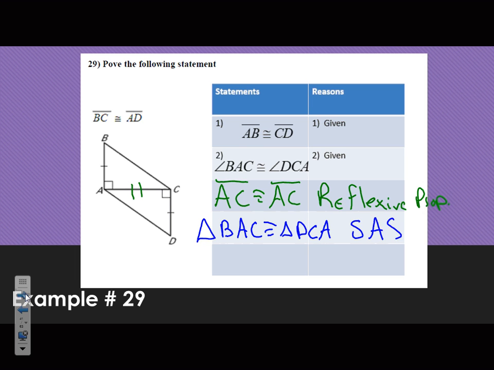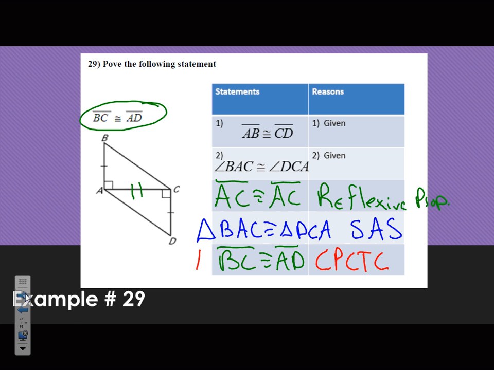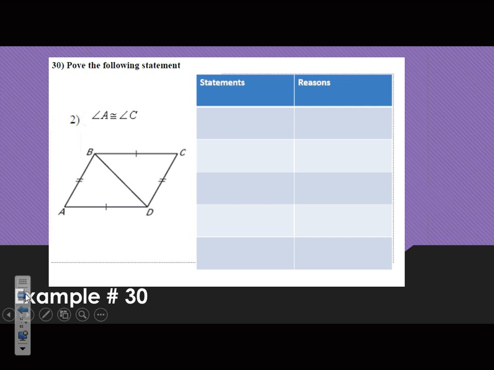side angle side. Now, this is what we want to prove: segment BC is congruent to segment AD. We know that our triangles are congruent, so all we have to do for our reasoning for this one is put CPCTC, corresponding parts of congruent triangles are congruent. So this is kind of how we're going to be ending our proofs today. All right, moving on to number 30.